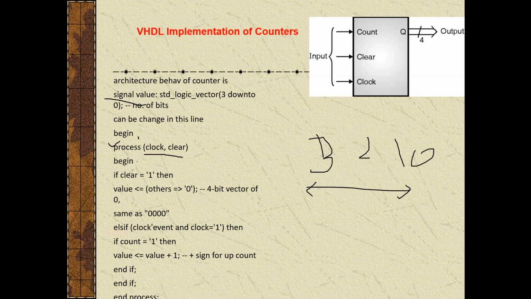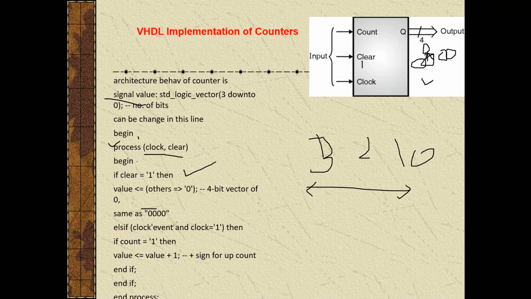Then we have to begin again. There are two conditions. If clear equal to 1, then irrespective of the output, it will not take any consideration of what output is present at the terminal. It will simply make all the output 0 0 0, which means assigning the output 0 0 0 0, since 4-bit is the same as 0 0 0 0.